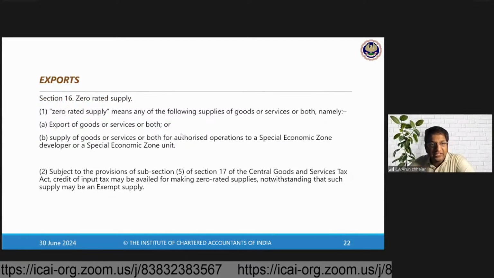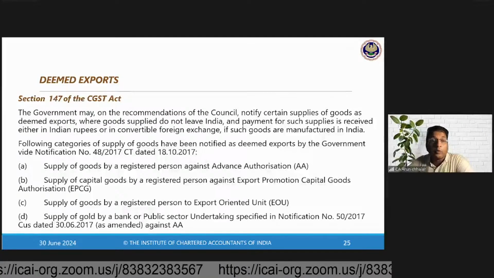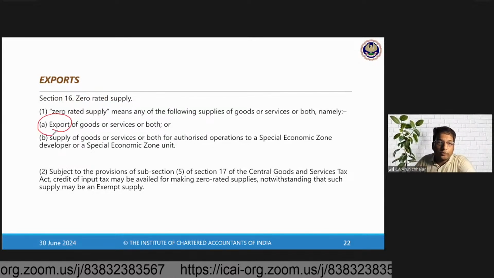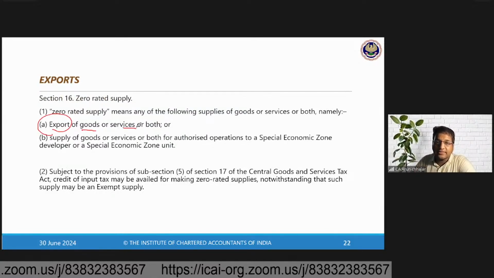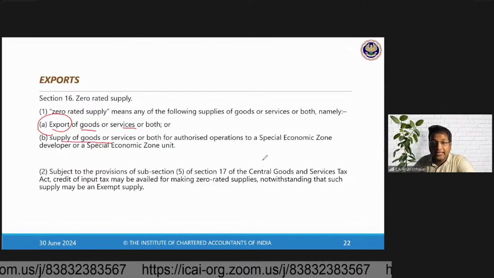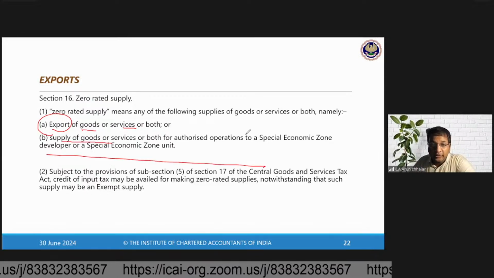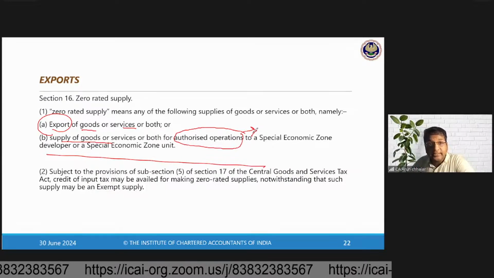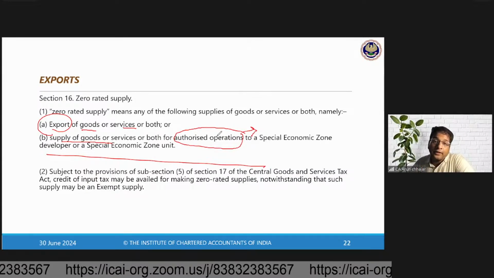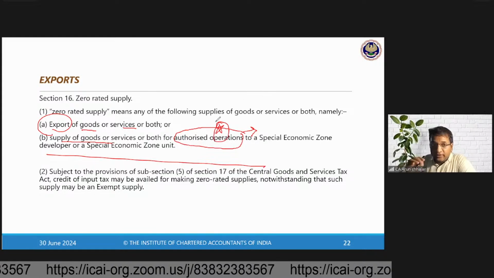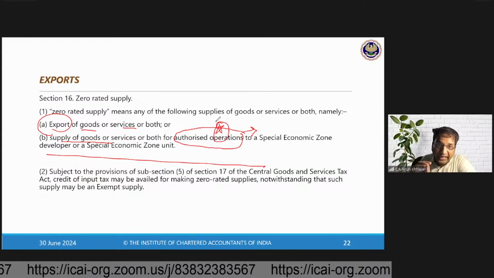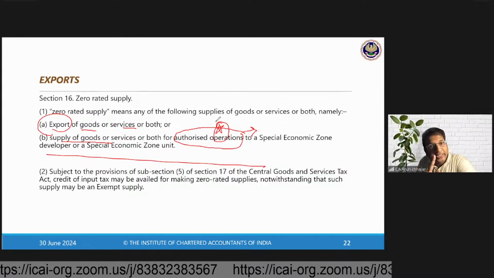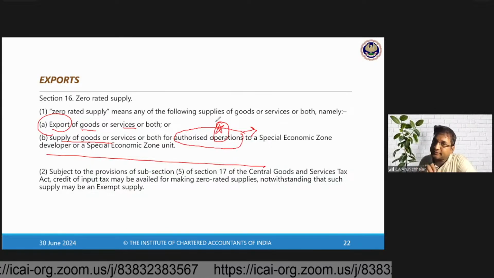Now, export definition we have already discussed. What is the zero rated supply? Zero rated supply means export. It can be goods, it can be services, and supply to the SEZ unit or developer. Please note, this wording was not there earlier and was inserted and made effective recently. So this is very important. Now, every supply to the SEZ unit is not zero rated. It is zero rated only if it is for authorized operation.